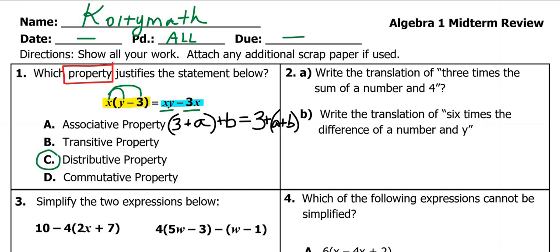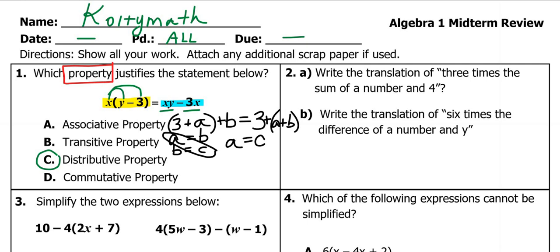B, the transitive property. You're going to usually do this one in geometry, but just to give you a preview, the transitive property would say if A is equal to B and B is equal to C, that since they're both equal to B, A would equal C. It's a train of equality, but we'll talk about that in geometry next year. The distributive property we just saw an example of, and lastly, the commutative property.